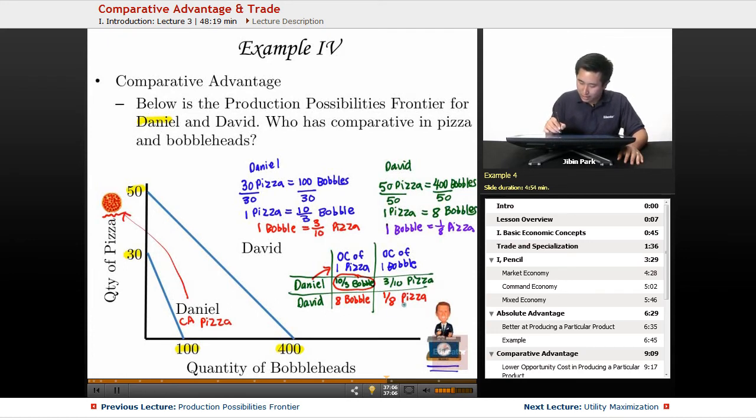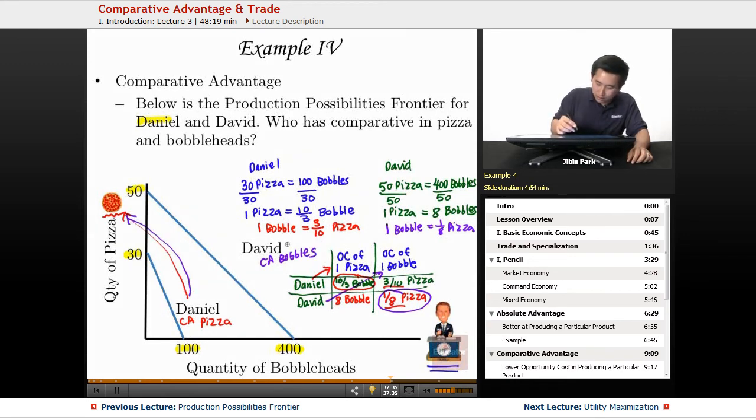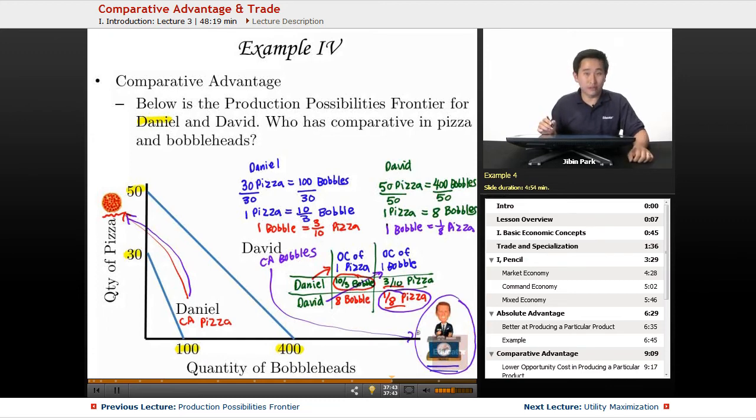And 1 over 8 pizza is less than 3 over 10. So when David is making a bobblehead, he's giving up production of 1/8 of a pizza, whereas Daniel is giving up 3/10 of a pizza. So clearly David is more suited to make the bobbleheads. He's only giving up 1/8 of a pizza here. So David has comparative advantage in making baubles. Daniel should really focus on the pizza aspect of the business, whereas David is the more valuable component in making these Vin Scully bobbleheads.